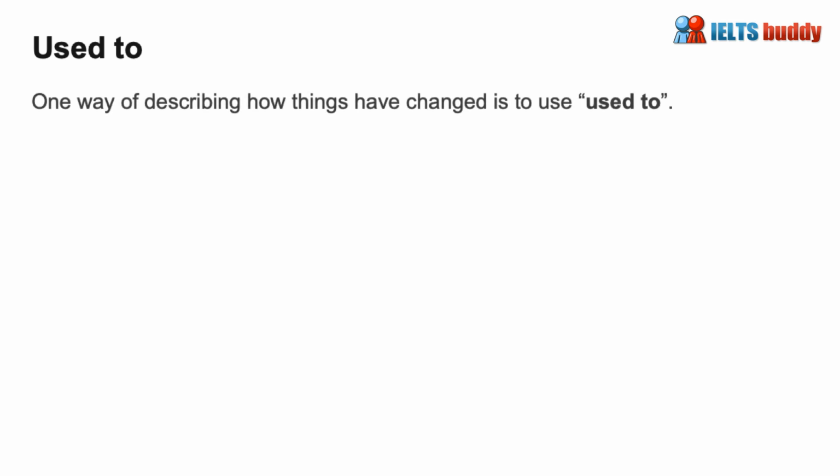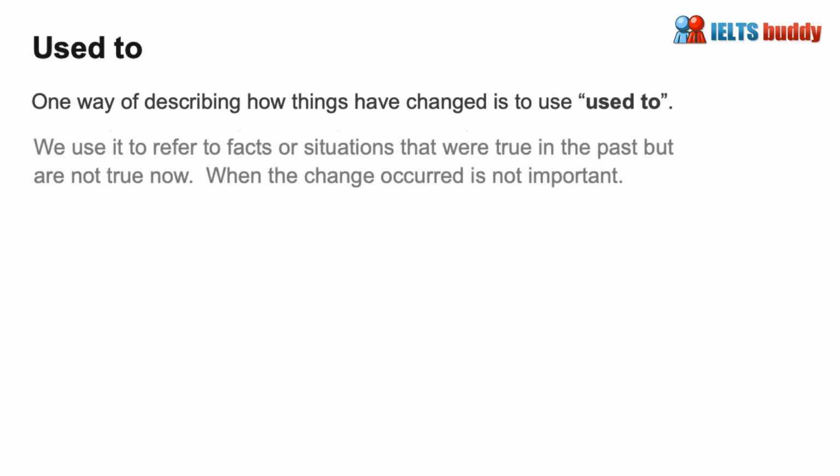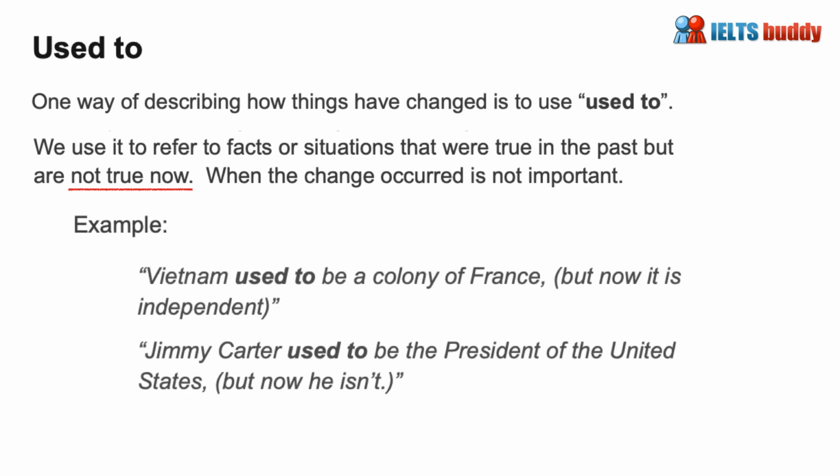One way to compare the past with the present is to use "used to". You can use it to say how things have changed. We use it to refer to facts or situations that were true in the past but are not true now. When the change occurred is not important. For example, Vietnam used to be a colony of France. That means it's independent, so it's not anymore. Jimmy Carter used to be the President of the United States, but now he isn't, of course. So these are things that are not true anymore.